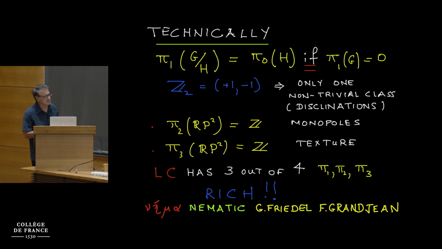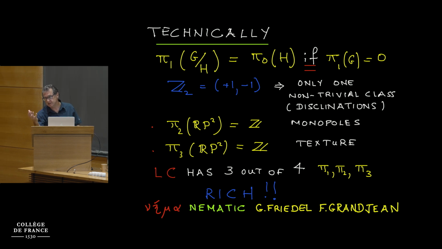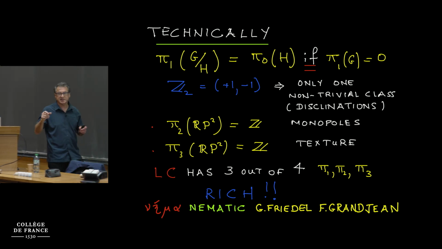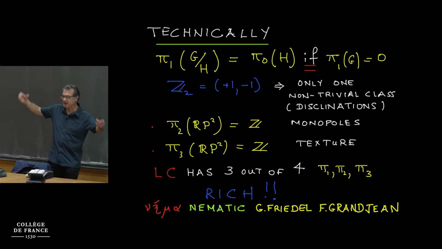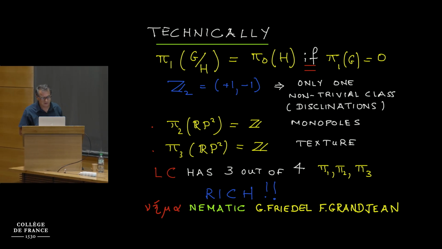Technically, how do you compute this? The first homotopy group of a coset-like space, G mod H, is actually the zeroth homotopy group of the subspace in the coset H, if the top one, G, is simply connected. That's a theorem. So in this case, we have S2 mod Z2. S2 is simply connected, pi1 is 0. So we just have to compute pi 0 of Z2. And Z2 has two disconnected components, 1 and -1. You cannot go from 1 to -1 continuously. We know that from quantum mechanics also.